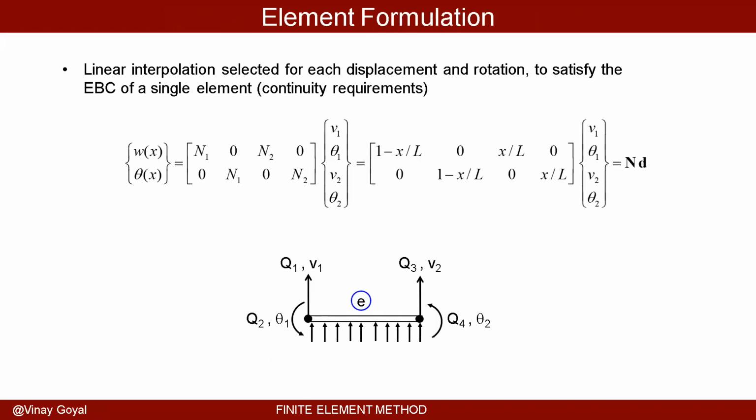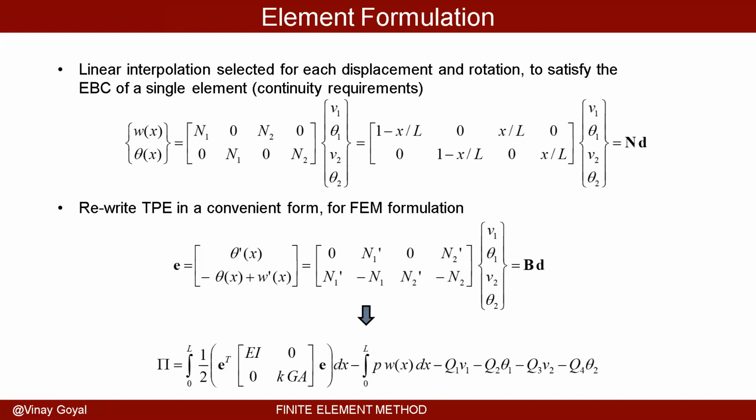Now, I'm going to go ahead and calculate W and theta, and I will use the same shape functions, linear interpolation, and then we get M bold, D bold here. So this is your M bold and this is your D bold. Same thing as we did before. So I have this equation equals this equation. I'll write the TP in a more convenient manner for the finite element formulation.